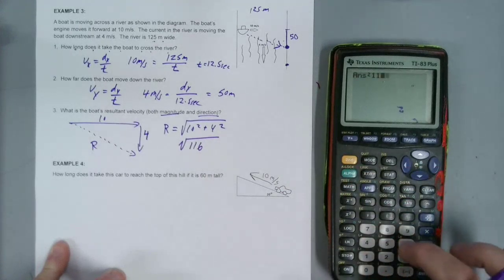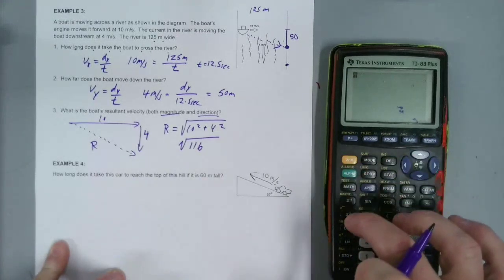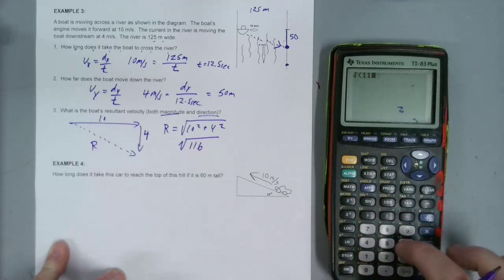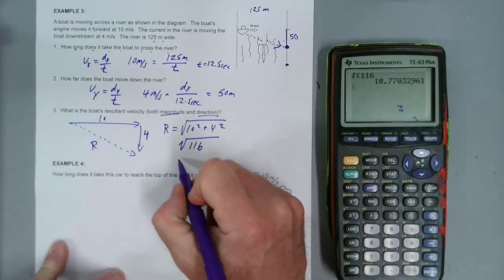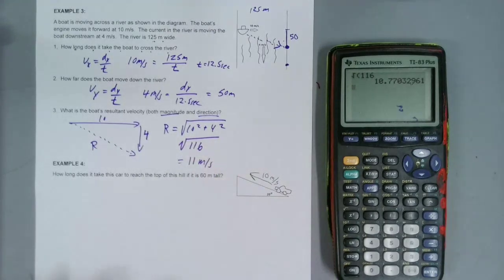Square root of 116. So we'll call that a nice even 11 meters per second. Now that's the magnitude. That's how fast it was going.